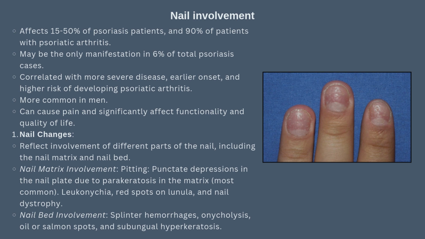Nail changes reflect involvement of different parts of the nail, including the nail matrix and nail bed. Nail matrix involvement: pitting, punctate depressions in the nail plate due to parakeratosis in the matrix, most common. Leukonychia, red spots on lunula, and nail dystrophy. Nail bed involvement: splinter hemorrhages, onycholysis, oil or salmon spots, and subungual hyperkeratosis.